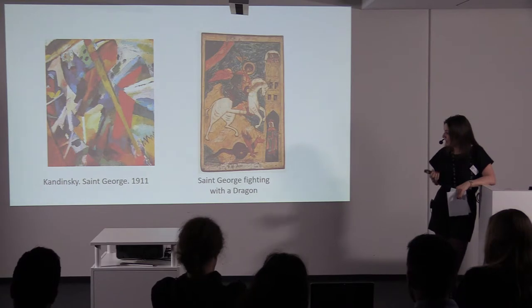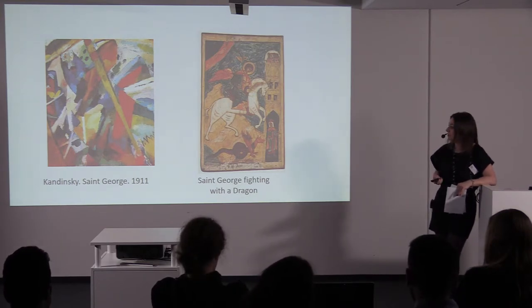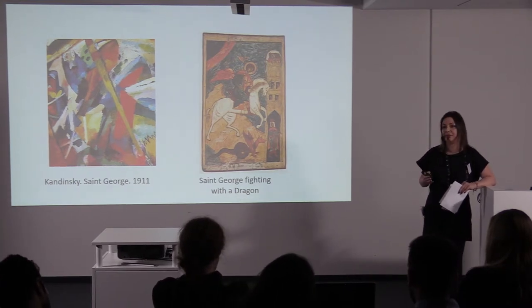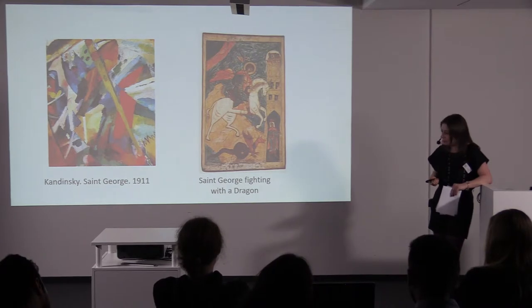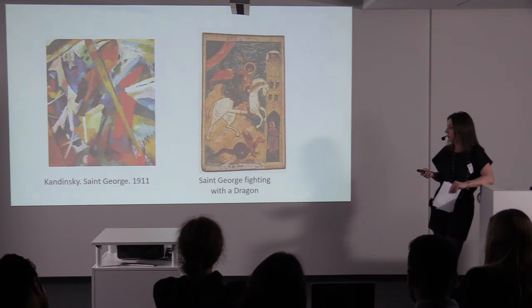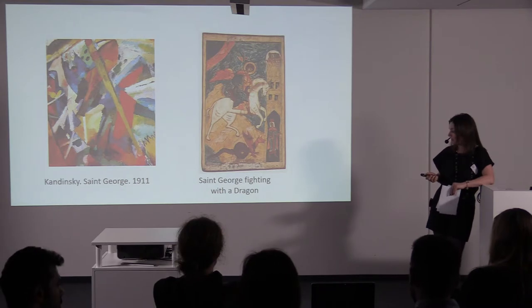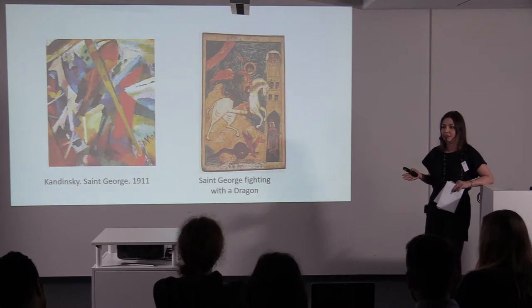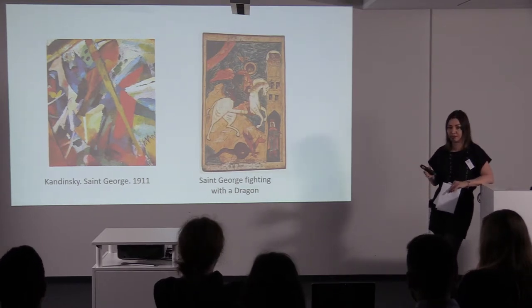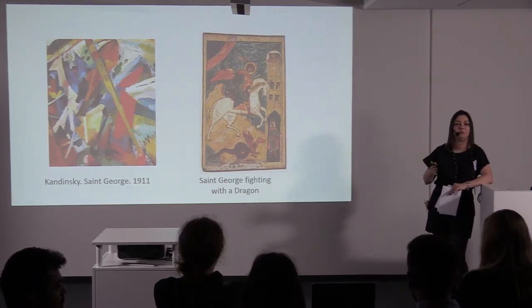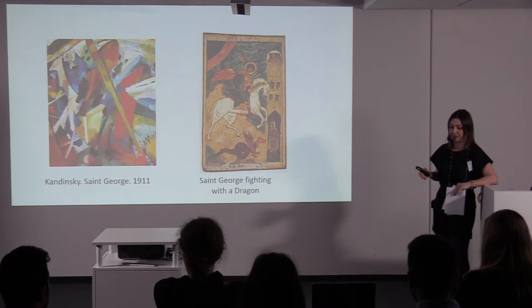For him, the motif of the rider on a horse, and especially the motif of the warrior struggling with evil, with the demon, with the dragon, is very important. It's really complicated to recognize, but this motif, St. George from 1911, a totally abstract composition, is actually inspired by the old Russian icon St. George fighting a dragon, from the collection of Kandinsky. Since this Northern expedition, he was collecting old Russian art, and he took it with him to Munich, to Switzerland, to France, and it always accompanied him.